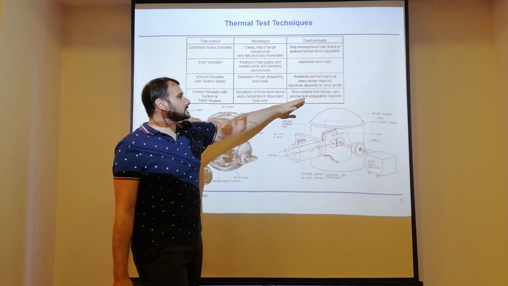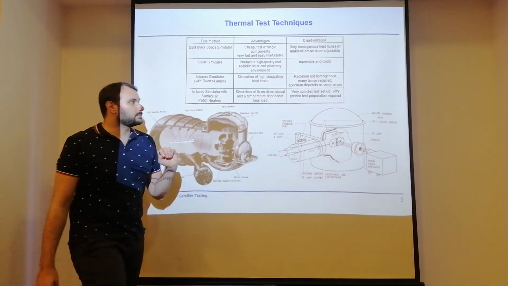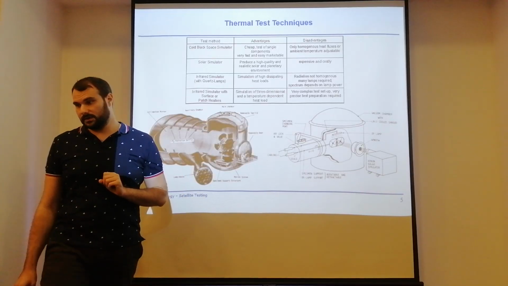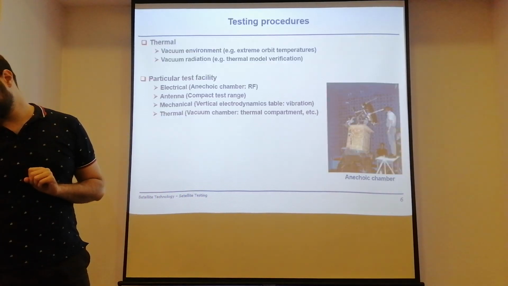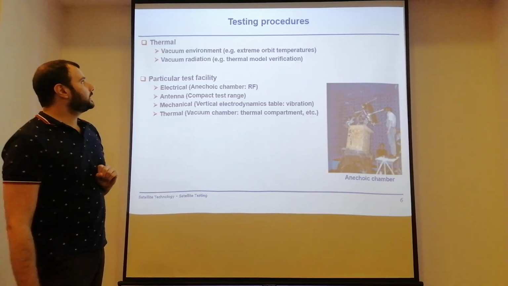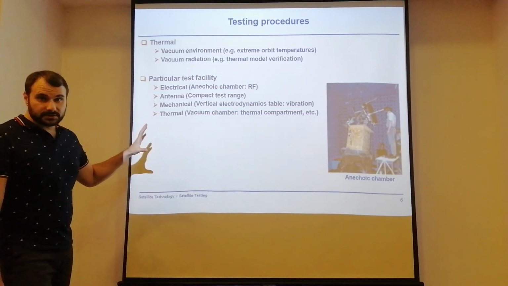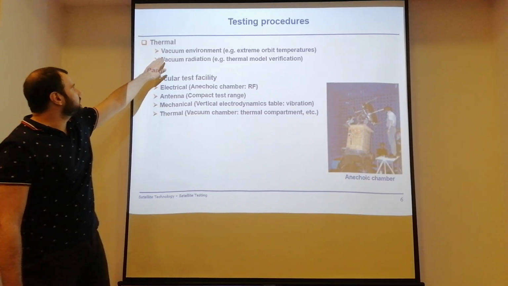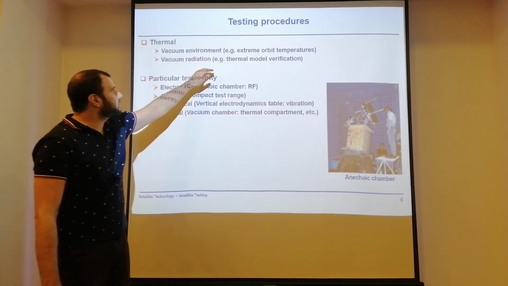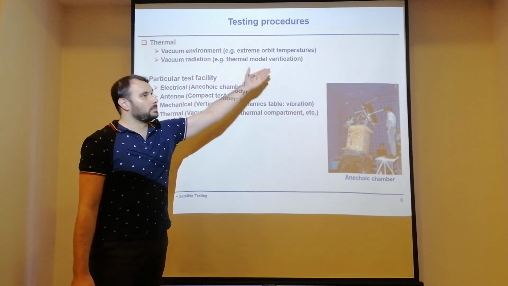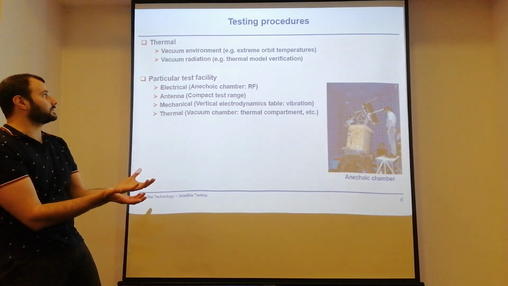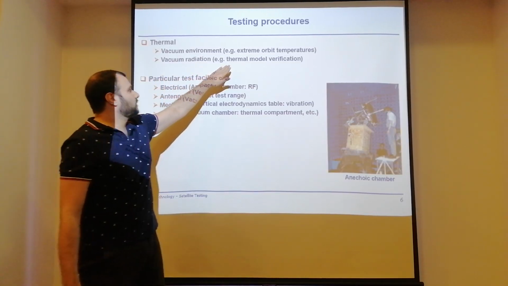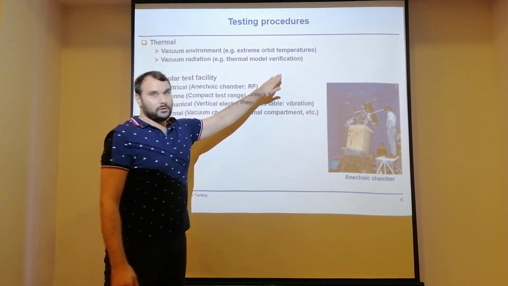This is a very complex test setup, and it needs a very precise test preparation in order to be successful there. As for the testing procedures, for the thermal test, we usually go for the vacuum environment. So we want to have extreme orbit temperatures to be simulated first, and we want to have the vacuum radiation. This is to verify the thermal model.